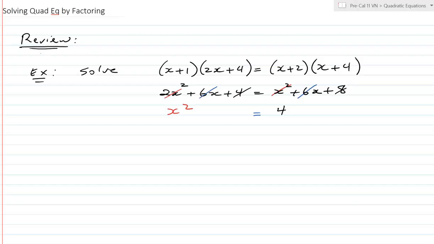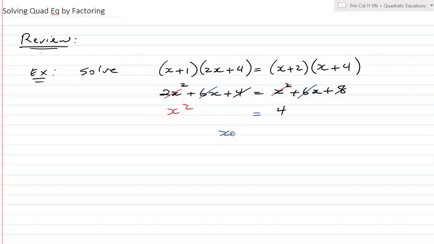Okay, so when you polish this, you notice that 2x squared and x squared, you bring them together, that gives you 1x squared. 6x minus 6x, that's 0. And then I moved the 4, so I subtracted it from both sides, so the final equation is x squared equal to 4.